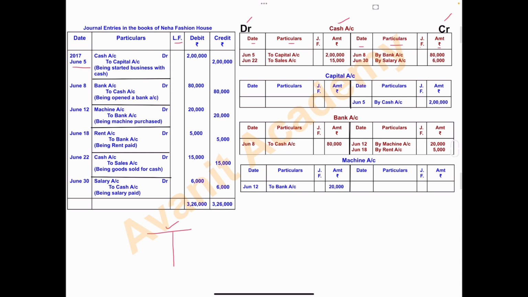So in this first entry, cash account and capital account we have to prepare. So first is the cash account. Cash account is debited. ಹೌದಲ್ಲ ಕ್ಯಾಶ್ ಅಕೌಂಟ್ ಏನಾಗಿದೆ ಡೆಬಿಟ್ ಆಗಿದೆ. ಸೊ ಕ್ಯಾಶ್ ಅಕೌಂಟಿನ ಡೆಬಿಟ್ ಸೈಡ್ ಅಂದ್ರೆ ಲೆಫ್ಟ್ ಸೈಡಿಗೆ ಫಸ್ಟ್ we have to write the date. This first entry took place on June 5th.